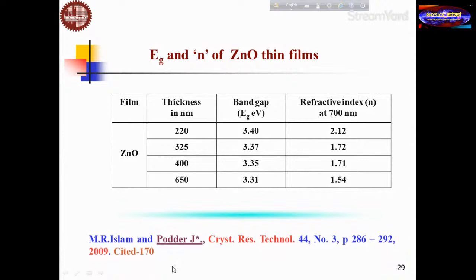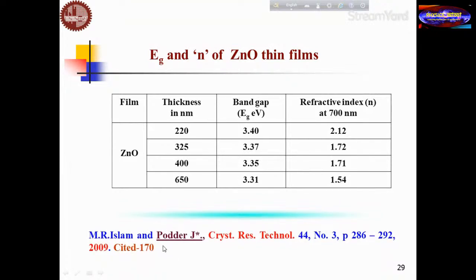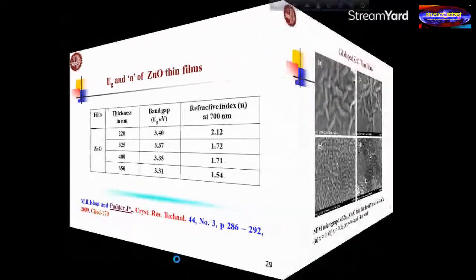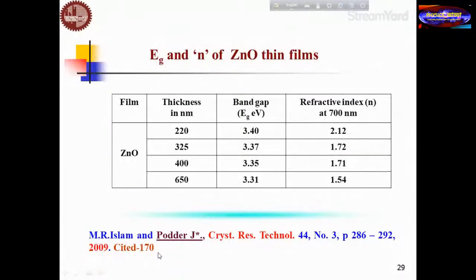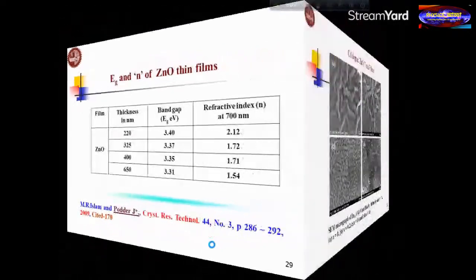And you see here, this is the paper. That was actually the first paper from my lab, in 2009. These are all nanofiber zinc oxides, very sharp, very clear and transparent. That is published in Crystal Research and Technology. Till today, the citation count is more than 170 for our lab.